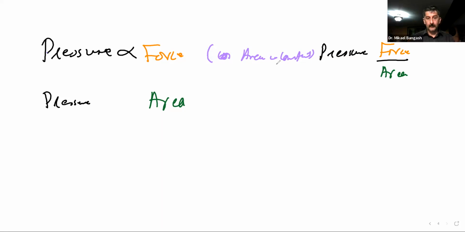What would that mean? That would mean that if we increase the force, there would be an increase in pressure. If on the other hand we decrease the force, there will be a decrease in pressure. So pressure and force are directly proportional. Or you can establish that from the formula, because pressure was equal to force over area.